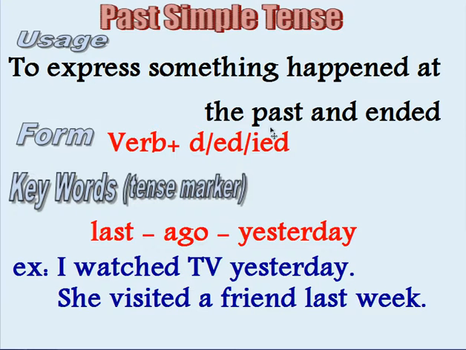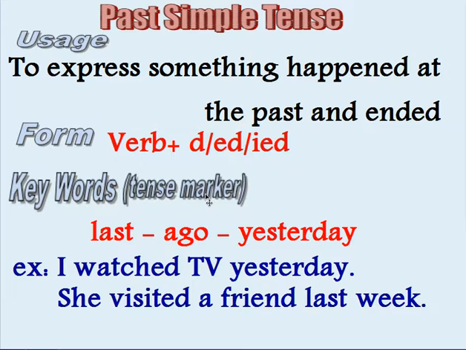Its form. The past simple tense is the second form of the verb. We have the regular and the irregular verbs. First, we will deal with the regular verbs. Its form will be verb plus d, ed or ied.